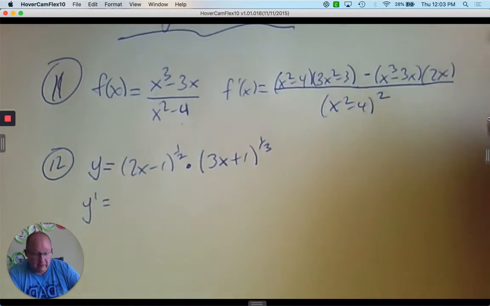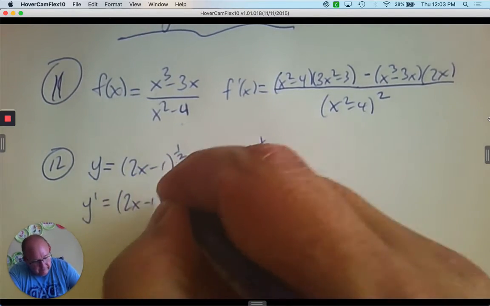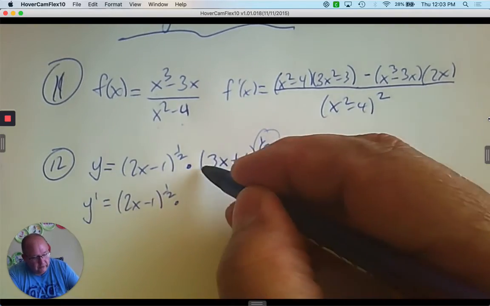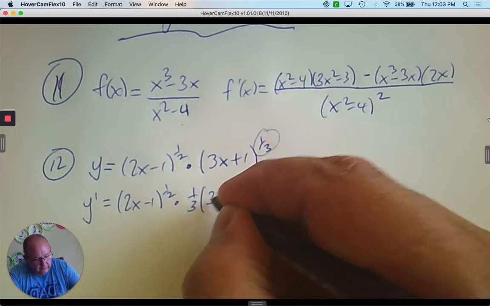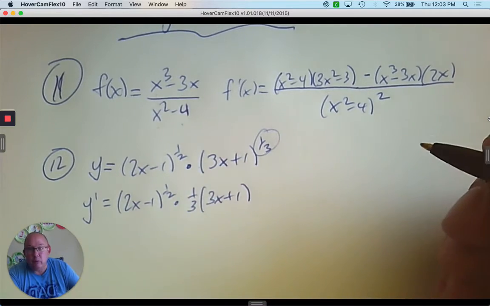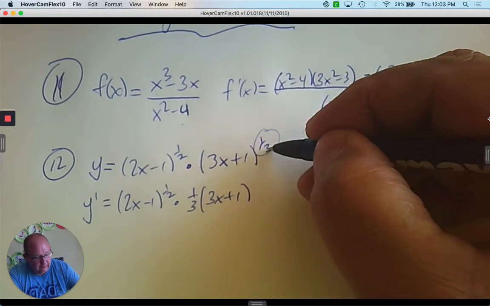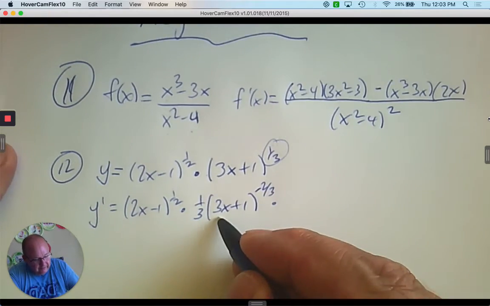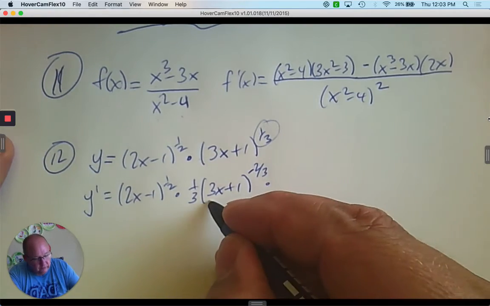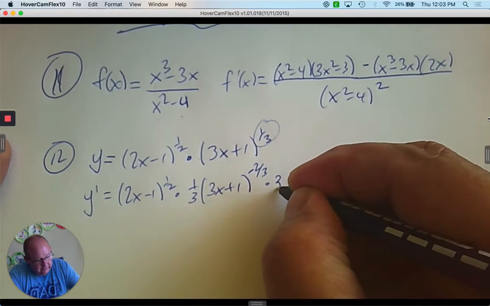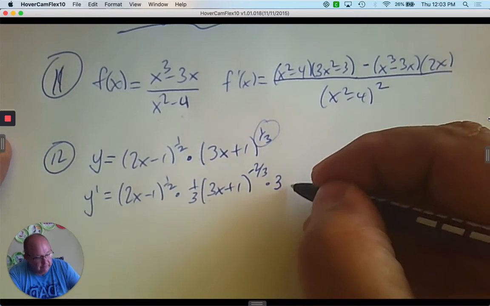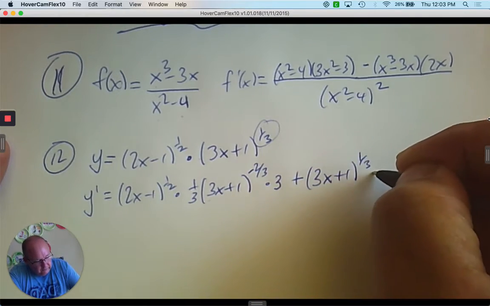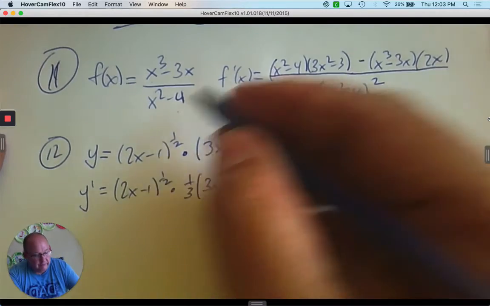So what is the product rule? It's the first times the derivative of the second. So 1/3 times 1 in front, that's 1/3. Subtract 1. So the easy way is go 1 take away 3, that's negative 2/3. And take the chain rule. In other words, what's the derivative of the base? Don't forget the 3. Plus the second, 3x plus 1 to the 1/3 times the derivative of the first.